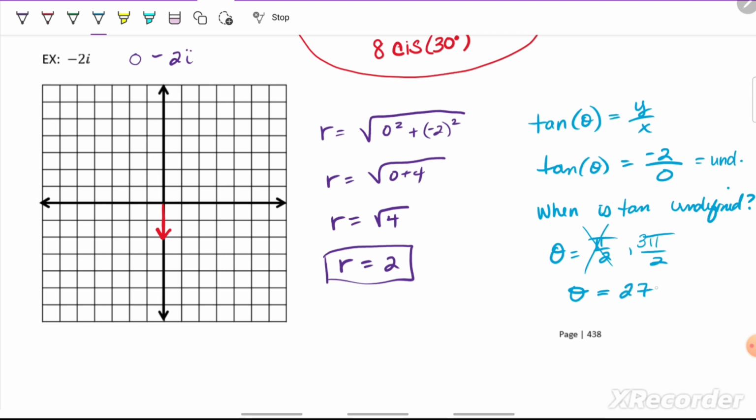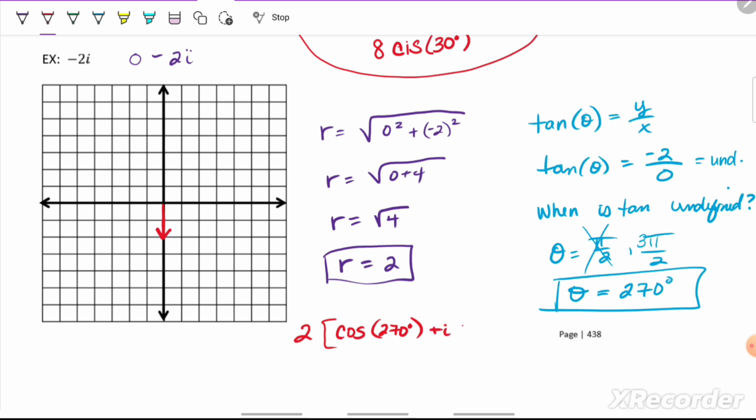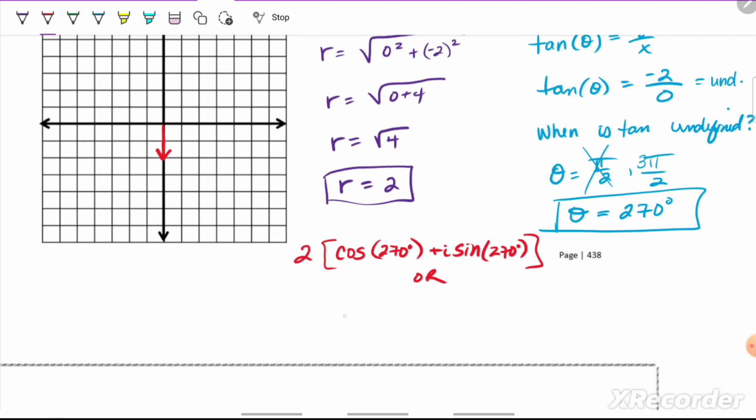So that's 270 degrees. Now that we have our r and our theta, we just need to plug it into our form. This is 2 times the quantity cosine of 270 degrees plus i sine of 270 degrees. Or in our abbreviated form, 2 CIS of 270 degrees.